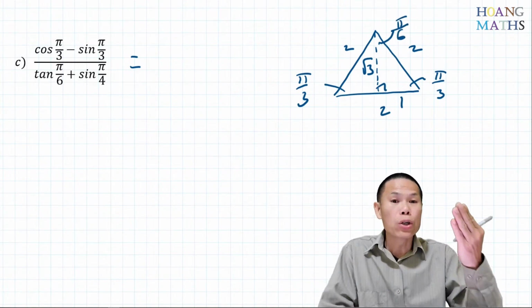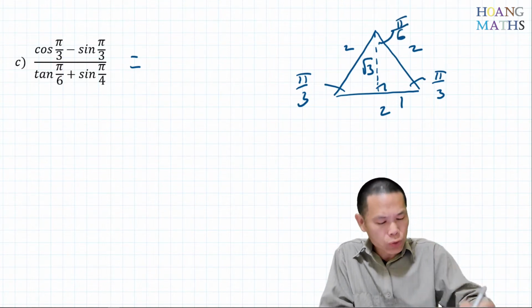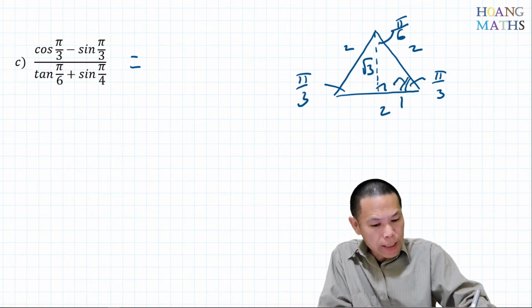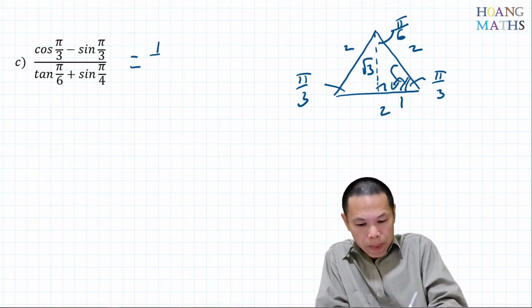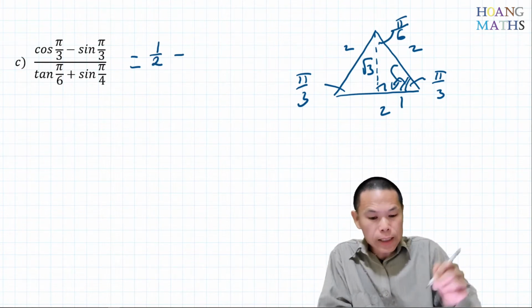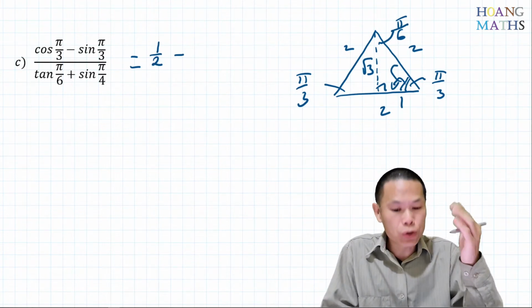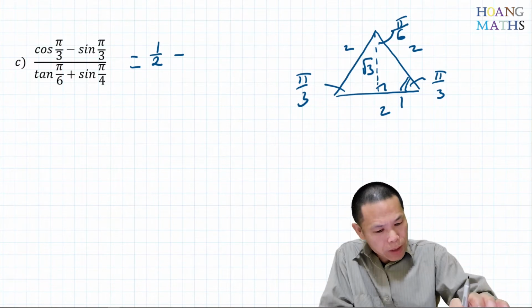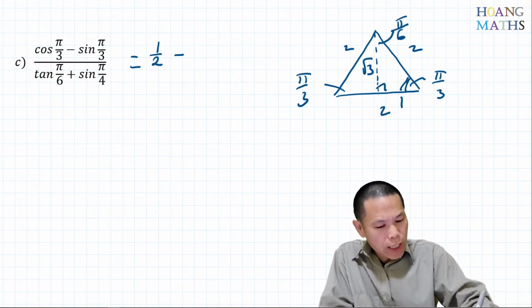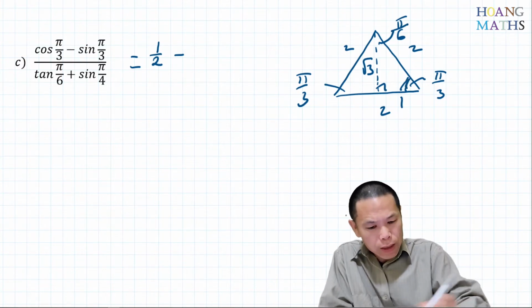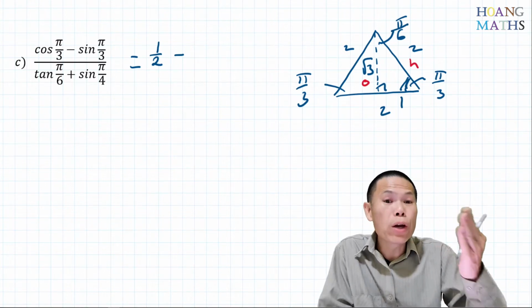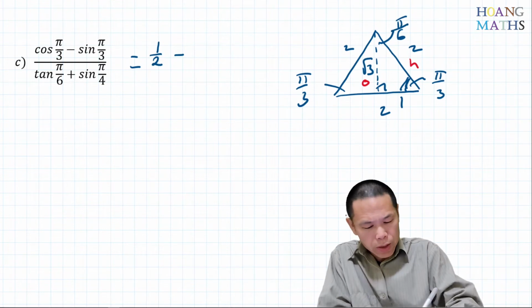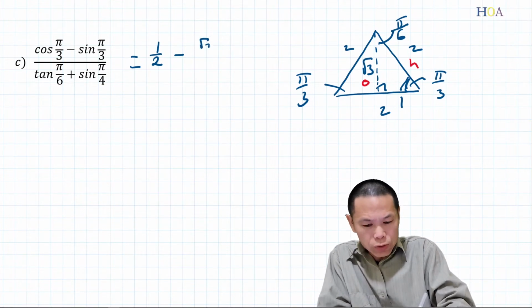So there you go. To work out cos of pi over 3, cos is adjacent over hypotenuse, so 1 over 2. So it's a half. I'll just write here. And minus sine of pi over 3. So let me clear this. So pi over 3, again, sine is opposite over hypotenuse. So root 3 over 2. So minus root 3 over 2.